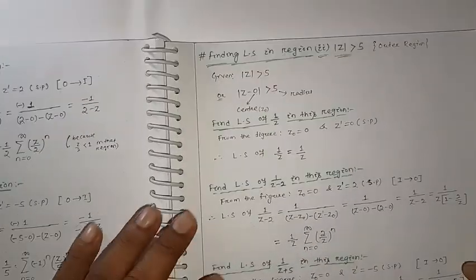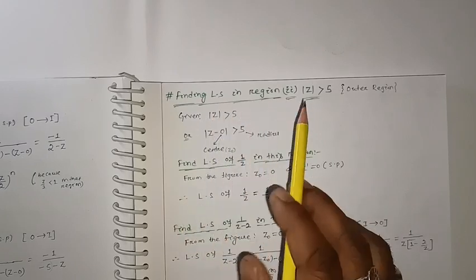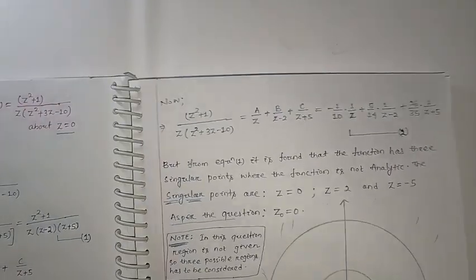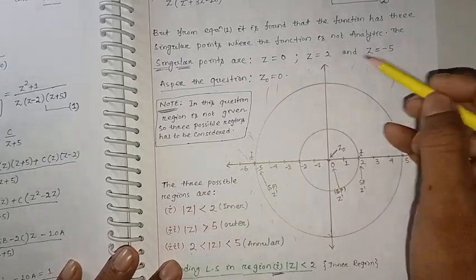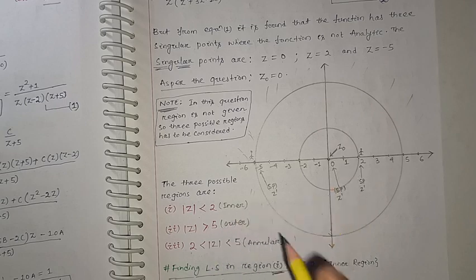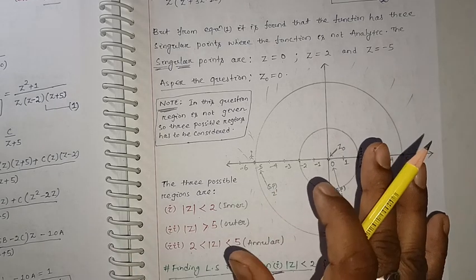Now we are going to go for our next region, that is mod z greater than 5, that means the outer region. Mod z greater than 5 means this region, the outer region. Here I am again and again reminding you to draw the figure perfectly.